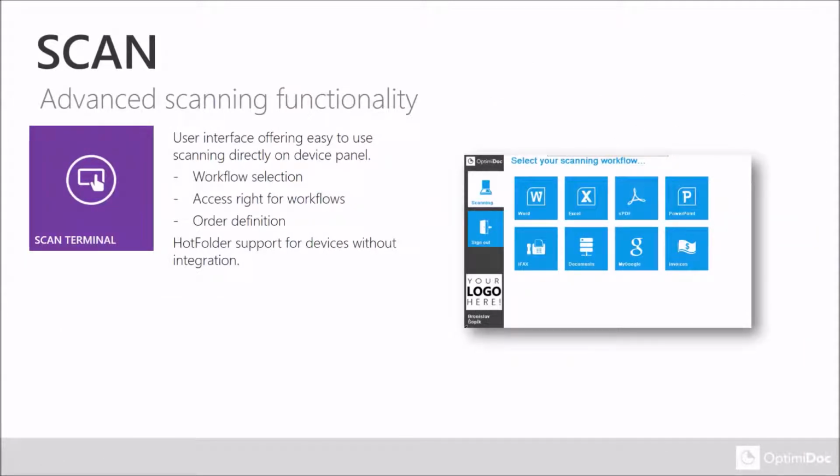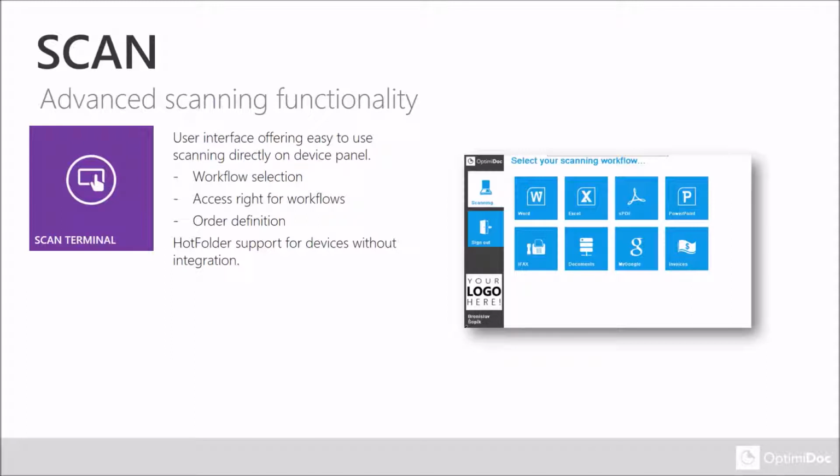In scanning, we are also providing the scan terminal. Through the scan terminal, you can define different scanning workflows, and each scanning workflow can also have its own access rights. That means that, for example, scanning of the invoices could be done only by the accountant department, or the agreements could be scanned only in the sales department. You can also define the order of the workflows, how they are presented on the panel.